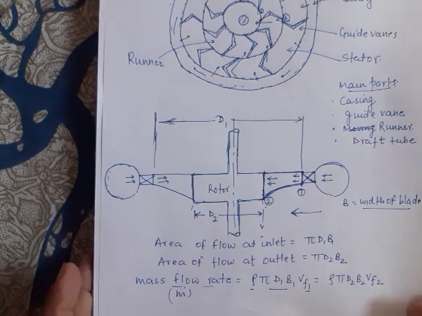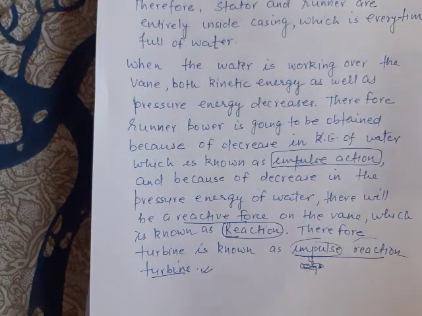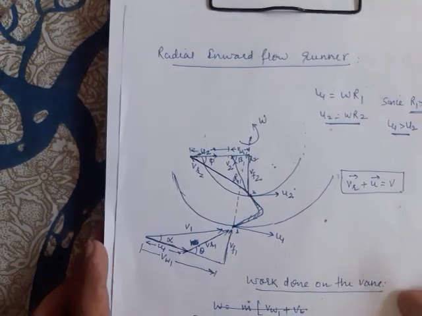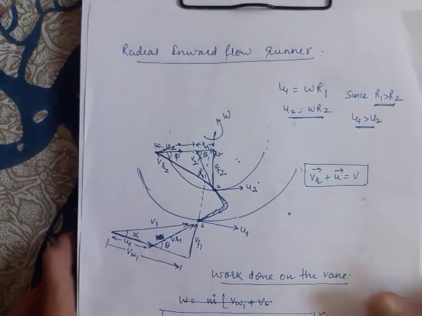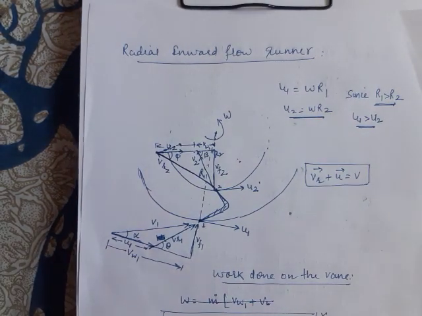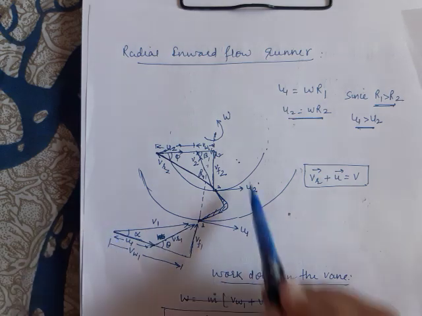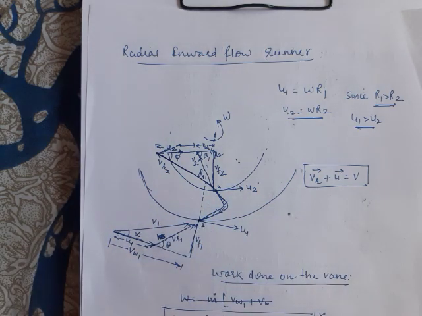Okay, I think it is clear to you. Now let me show you the velocity triangles for reaction turbines. We have already talked about these velocity triangles in the previous classes. When there is a radial inward flow, the velocity triangle is somewhat like this.